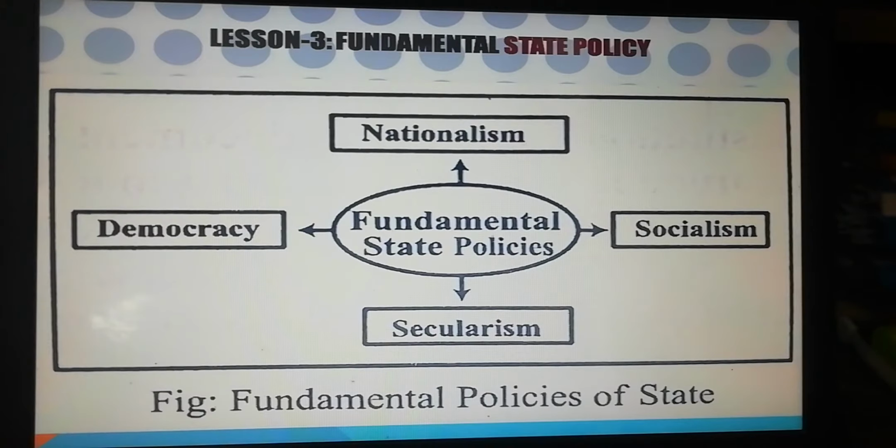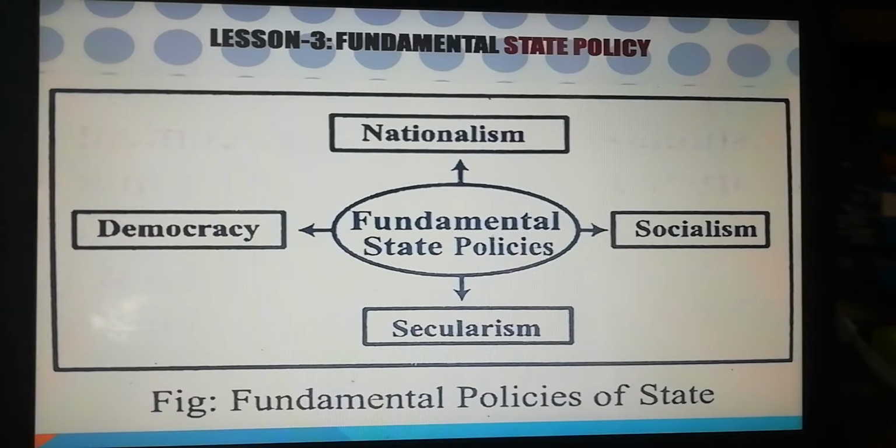And the third one is secularism. Secularism means in a state, every citizen, that means Muslims or Hindu, Buddhist, Christian, everyone will get equal facilities to observe and celebrate their religious activities. No one can disturb their religious activities, and no one gets more preference on the basis of religion.